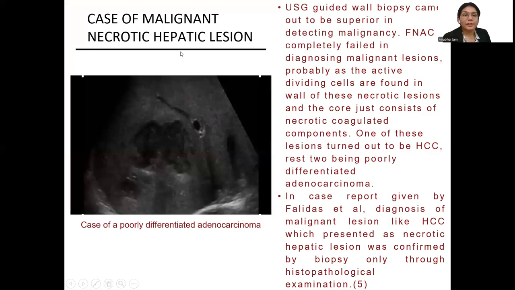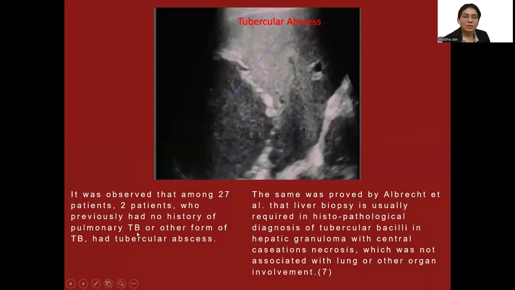So this is a case of a malignant necrotic hepatic lesion which turned out to be a poorly differentiated adenocarcinoma. FNAC completely failed in diagnosing the malignant lesion as the active dividing cells are found in the wall of these necrotic lesions and the core just contains the necrotic coagulated component. Similarly, tubercular abscess was diagnosed by wall biopsy. Two patients who previously had no history of pulmonary TB or any other form of tuberculosis turned out to have tubercular abscess detected by wall biopsy.